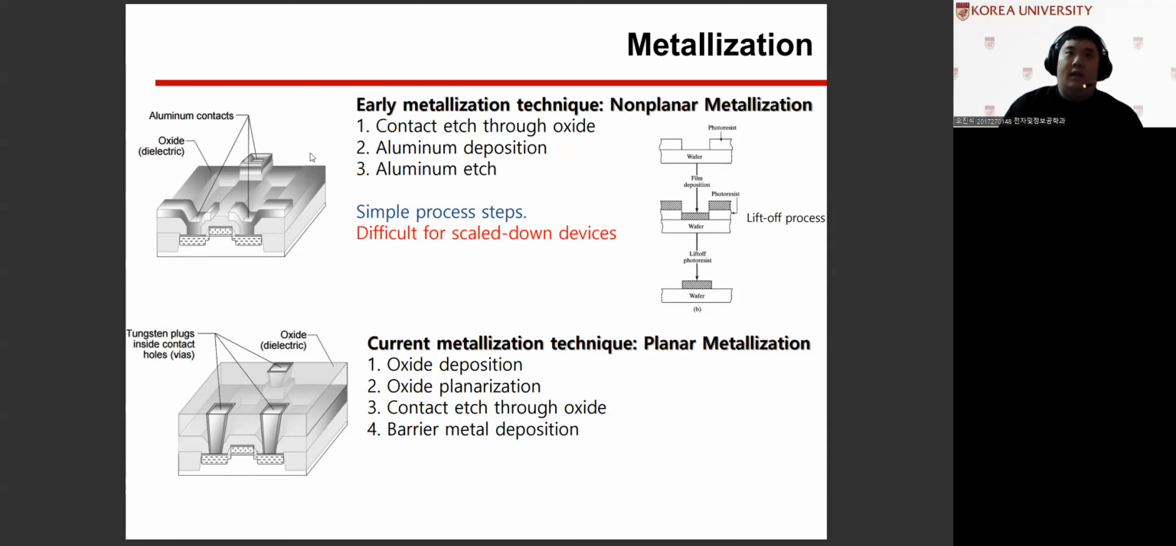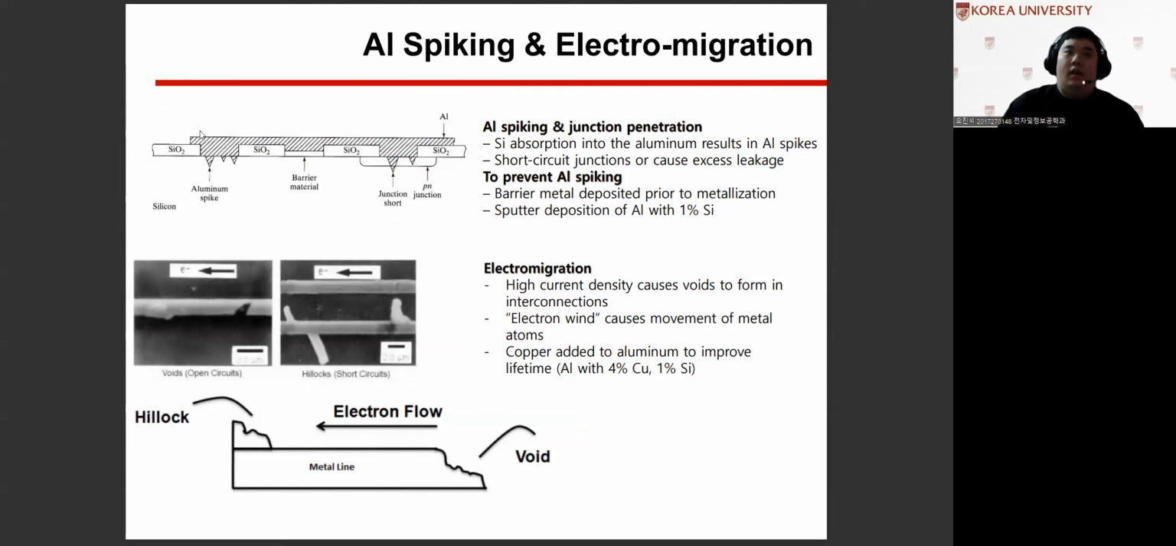Traditionally, we made contact points with etching and deposited aluminum to connect the devices. However, nowadays, we deposit the oxide, open the connecting holes, and insert the via metals. Usually, nowadays we use tungsten to connect the devices.